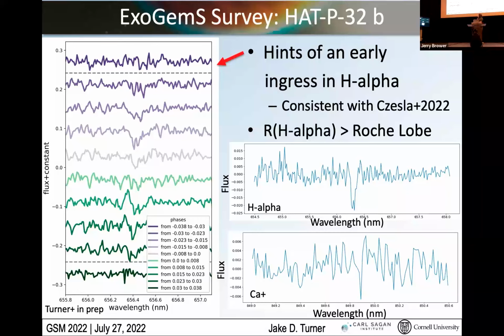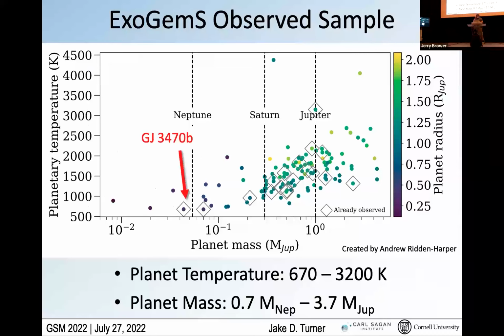As well, we see some tentative evidence that there's actually an early ingress. So I show here a plot of my data, the wavelength versus flux of different parts of the observation. And we see that we might have this early ingress, which there's only a handful of planets with. So this is really, really interesting for our survey. The last planet I want to talk about in the last minute of my talk is GJ 3470b, which is the smallest planet in our survey.